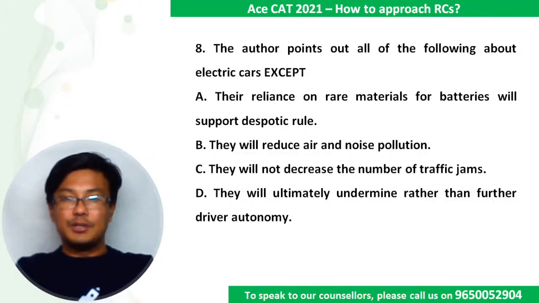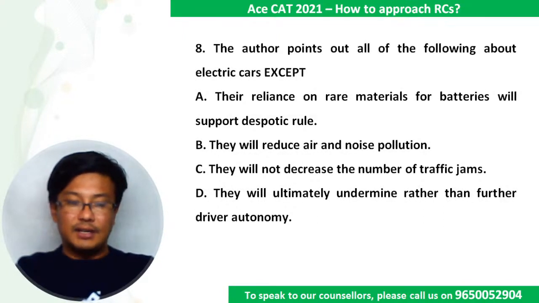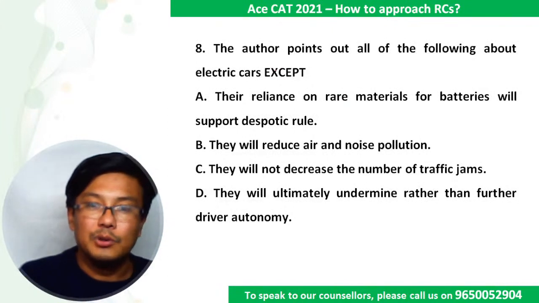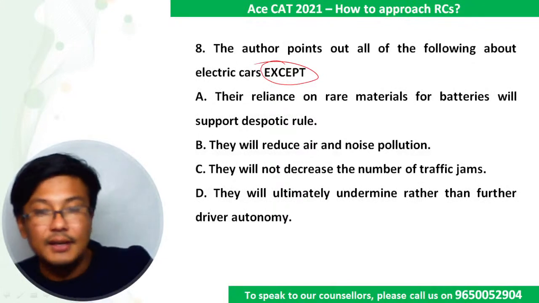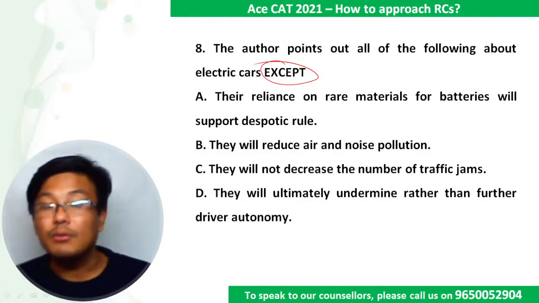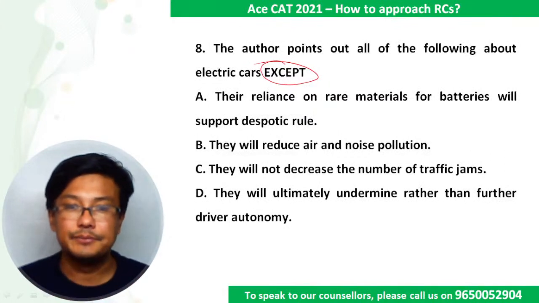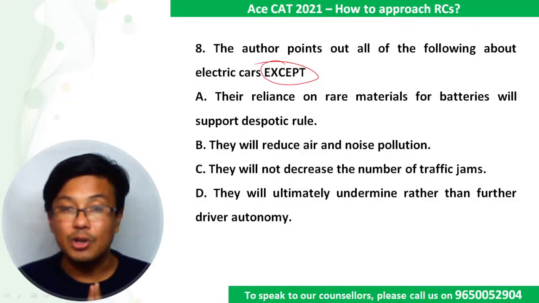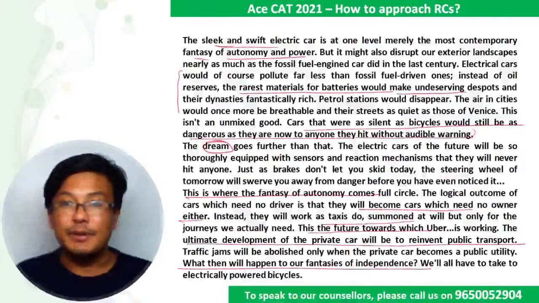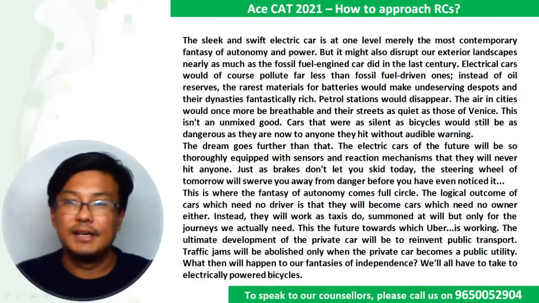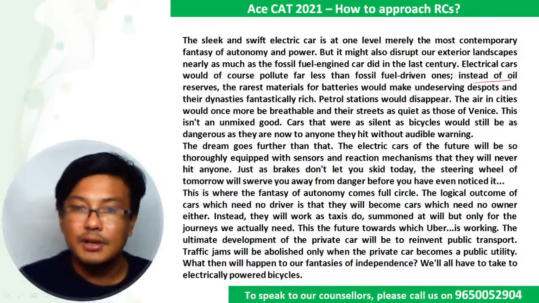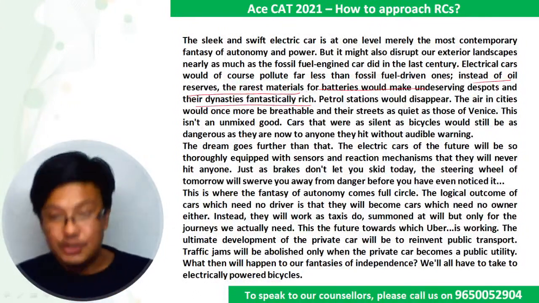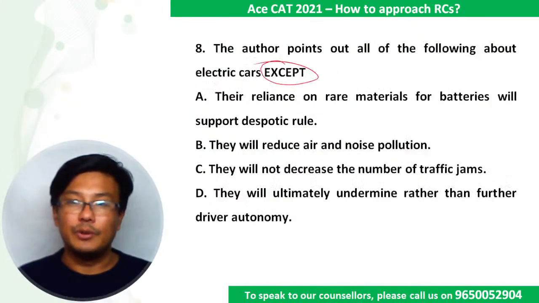Right, and if you read the answer options, the author points out all of the following about electric cars except. So the word except is the key thing here. You're going to look at something which the author does not point out, especially keeping in mind electric cars. Okay, if I look at A, their reliance on rare materials for batteries will support despotic rule. If you remember the point, you will remember that this is something which he mentions exactly here. That is, instead of oil reserves, the rarest materials would make undeserving despots and the dynasties fantastically rich. So A cannot be the answer.